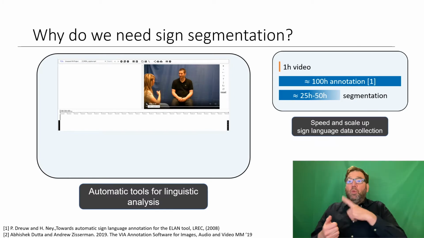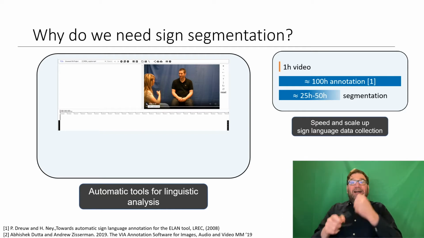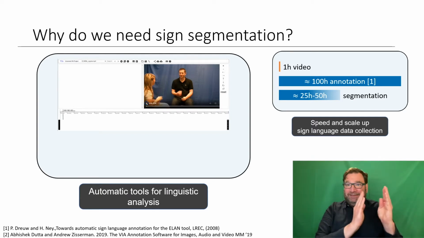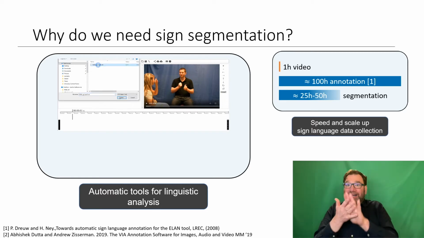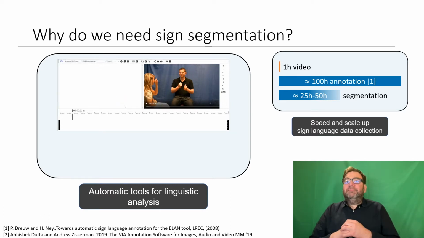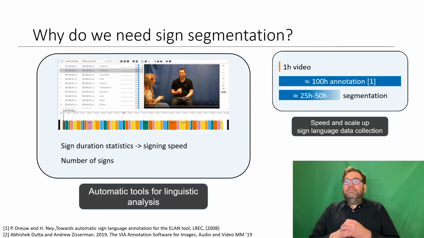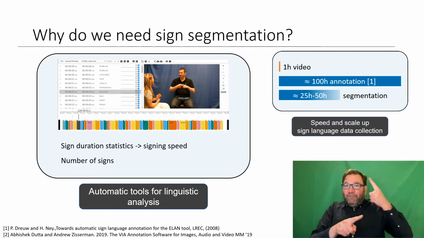A second motivation is automatic tools for linguistic analysis. Here you can see an example tool with a continuous sign language video, where we can import the automatically generated segments. This can be used to obtain statistics about the sign durations, and with this the signing speed, or the number of signs in a given interval.